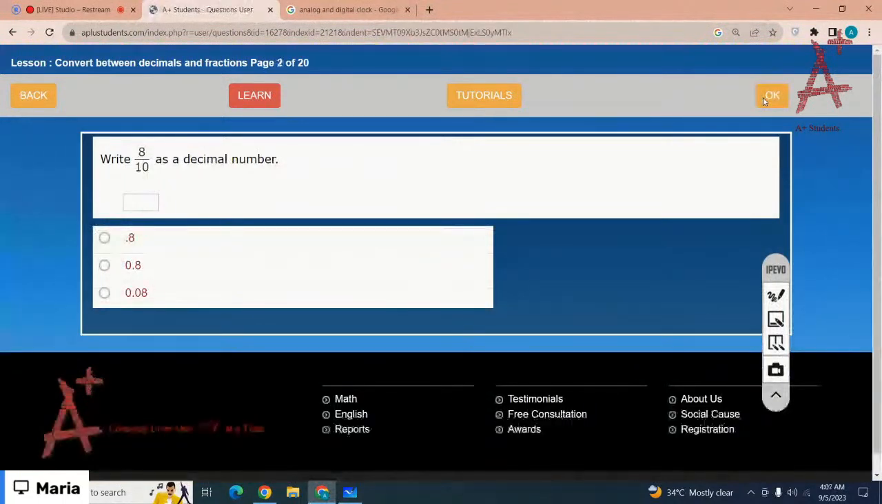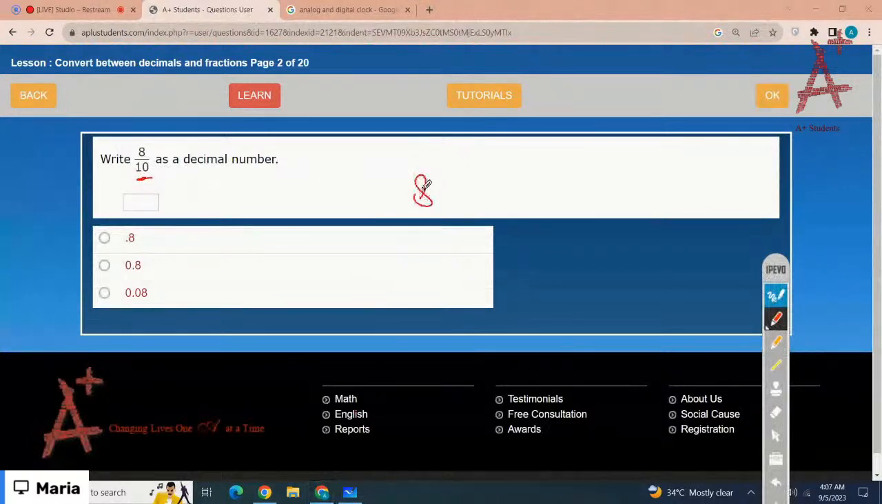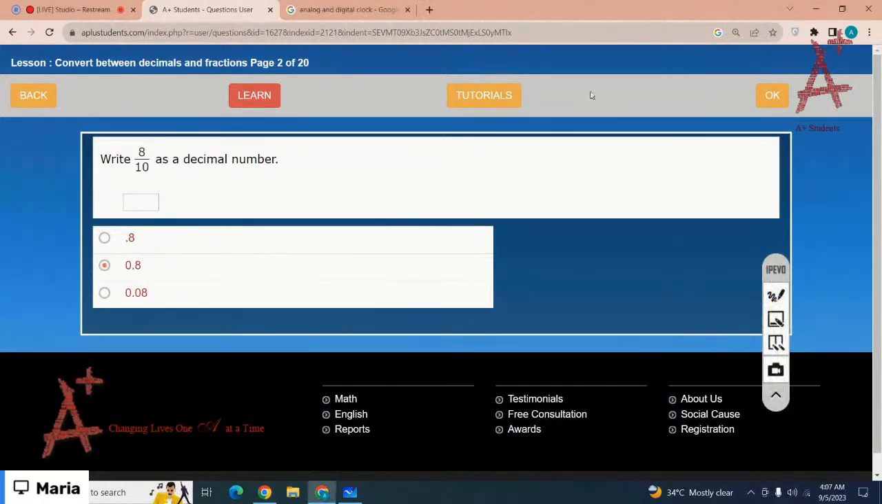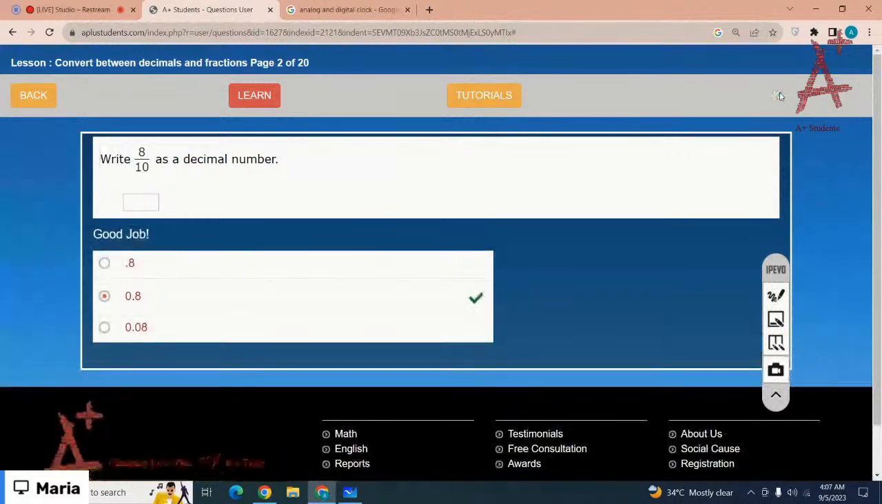Okay, write 8 over 10. So you can see you just have a 10, just one zero, right? That means you have to move the decimal point one place left from here to here. It would be then 0.8. Option number 2 is the correct option. It is 0.8.